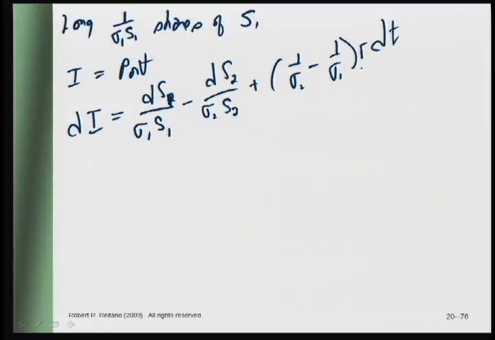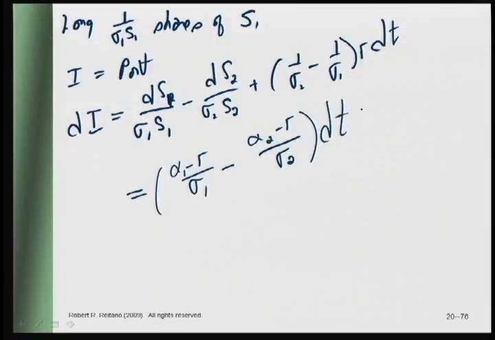And if I simply insert the formulas for dS1 and dS2, you will notice, just as happened in the case of normal variables, normal returns, that the dz terms cancel out because they're a common factor. And we end up with simply alpha 1 minus R over sigma 1, minus alpha 2 minus R over sigma 2, times dt. In other words, we have a portfolio I which costs nothing, and because the stocks are perfectly correlated, the change in that portfolio value is equal to this.